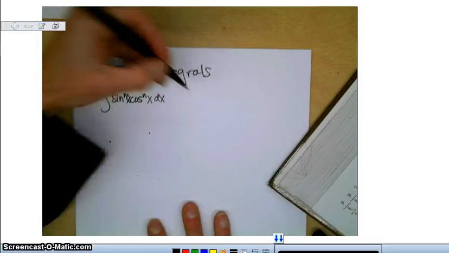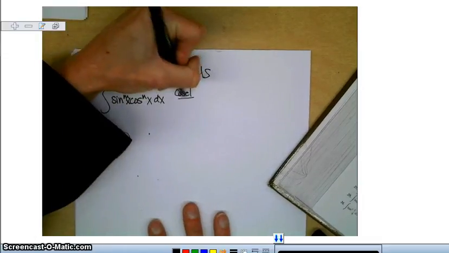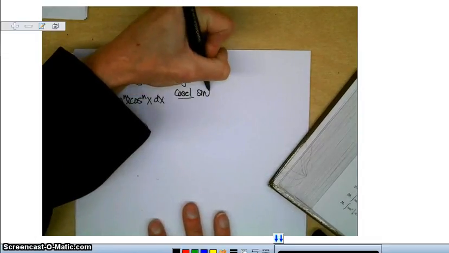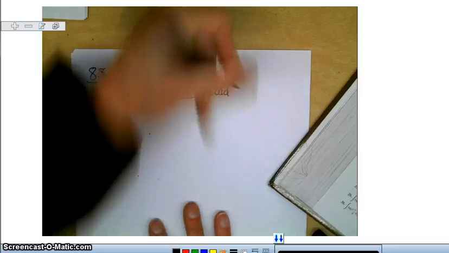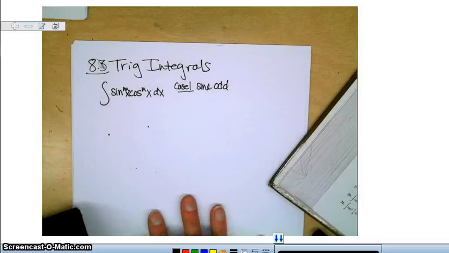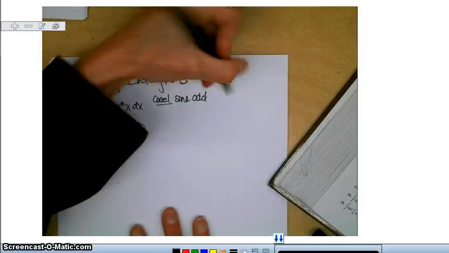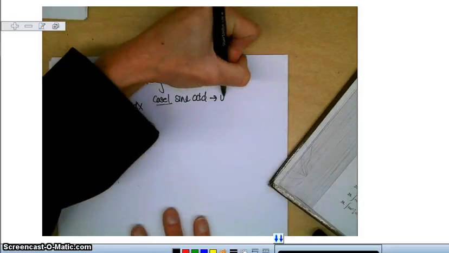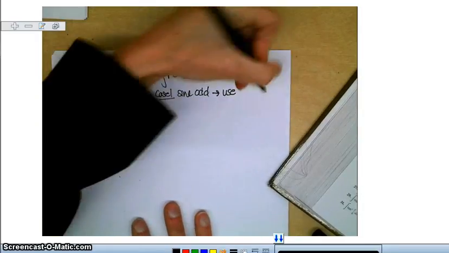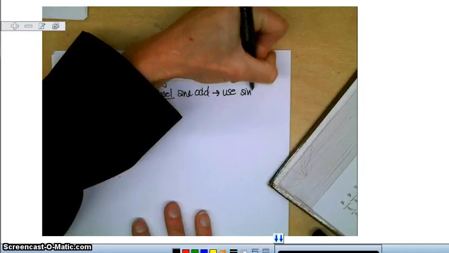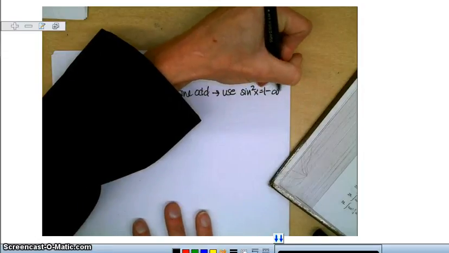So case 1, what we can have happen here is we can have the sine power be odd. I'm referring to the powers when we talk about odds and evens here. If we have case 1 where the sine power is odd, what you need to do to help you evaluate this integral is use the trig identity sine squared x equals 1 minus cosine squared x.